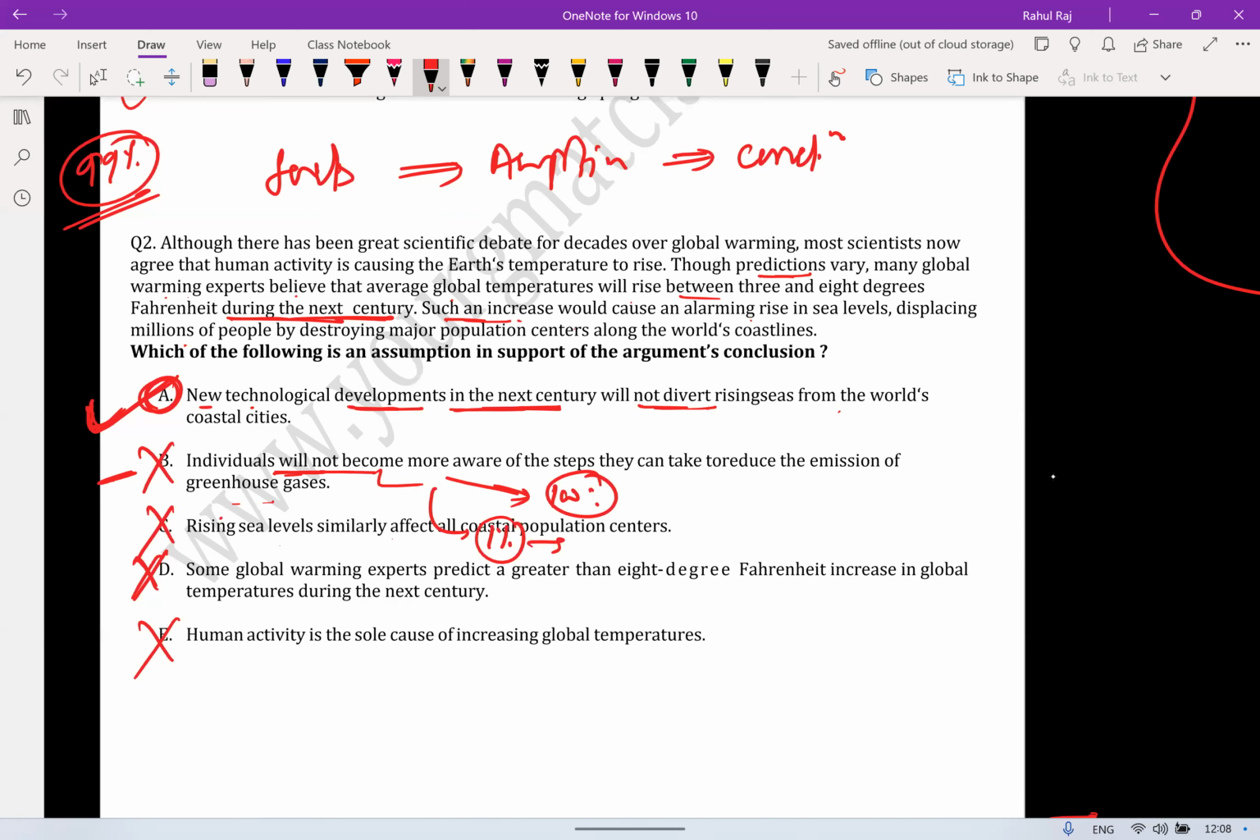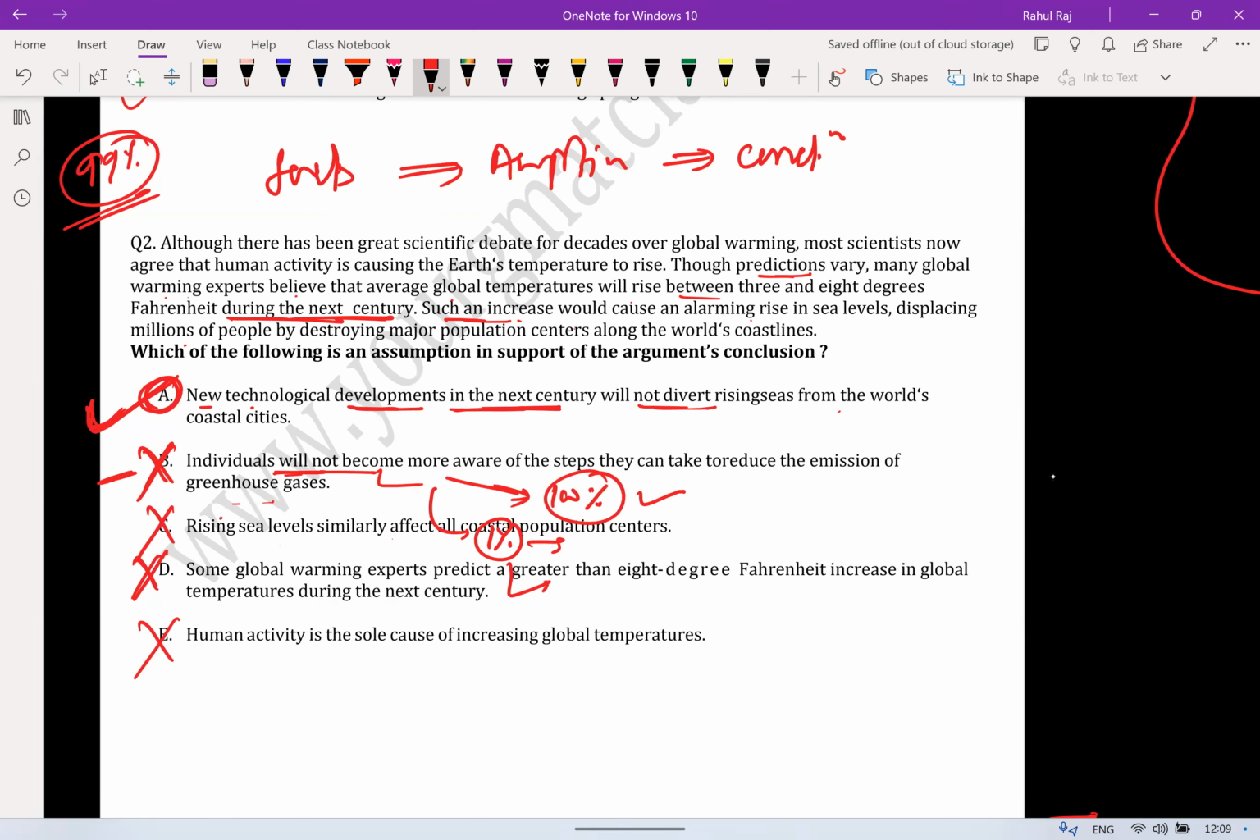You may assume it is 100%, but I may assume it is just 1% of people will become more aware. So based on your assumption, this is the right answer. But if I assume that they have become a little more aware of their steps, that will be flawed. So you can't choose an answer which is dwindling, which is based on individual assumptions. You can't choose that answer ever. Agreed? Okay. Perfect. Anyone, any doubt over here?